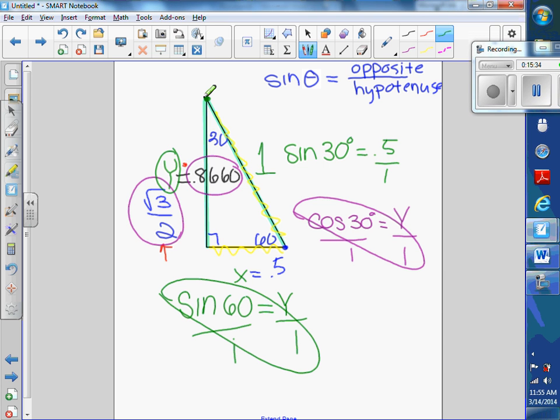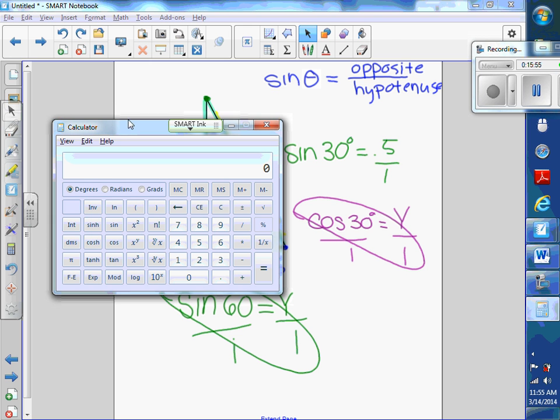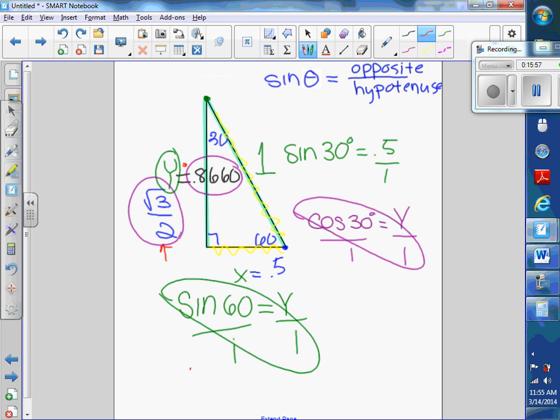Multiplying by... Then why do you just...? Because it's divided by 1. It's a good question. So you're solving this ratio proportion, right? So if we actually cross multiply, we say sine of 60 times 1 is equal to 1 times y.